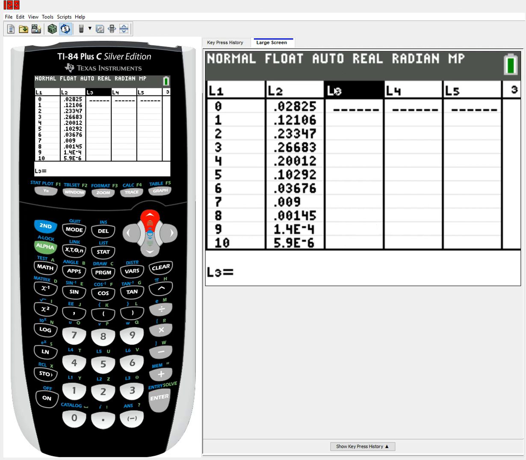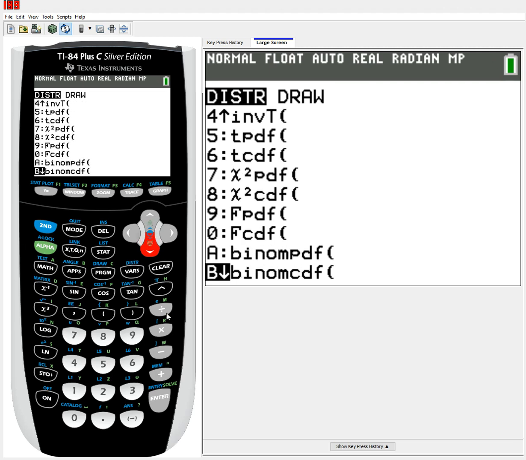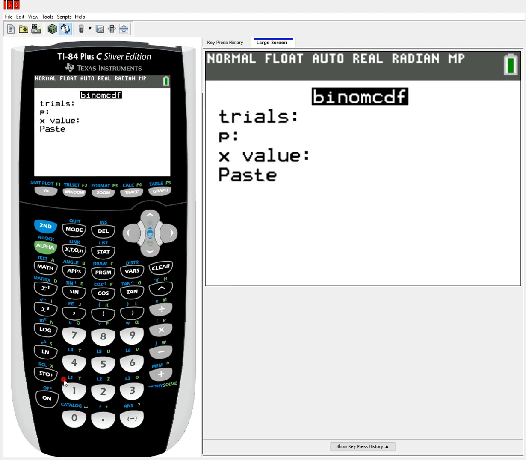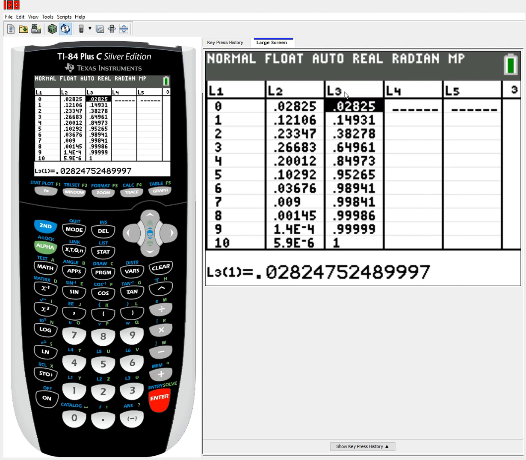So I'm going to go to L3, and I'm going to access probability or binomial CDF, just like I did before for the PDF, and I'm going to plug in the same values, including list 1. So binomial CDF, 10 trials, a 0.3 probability of success, and list 1 for my x values. Not list 2, because those are my percentages. Now I paste in, and you see binomial CDF here. I hit enter to send it through. It takes a second to calculate through the CDF, but there you go.